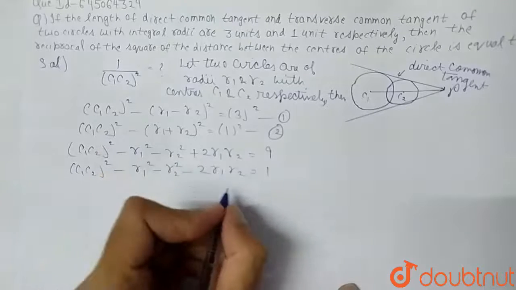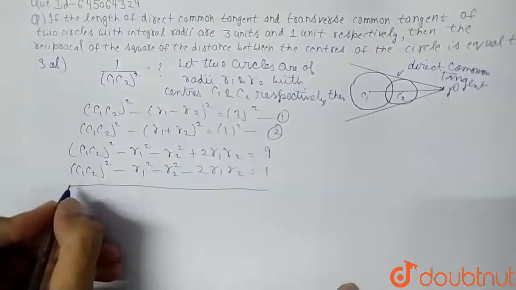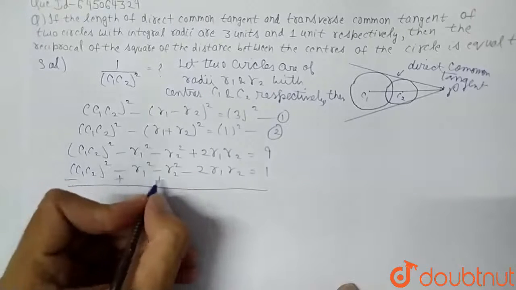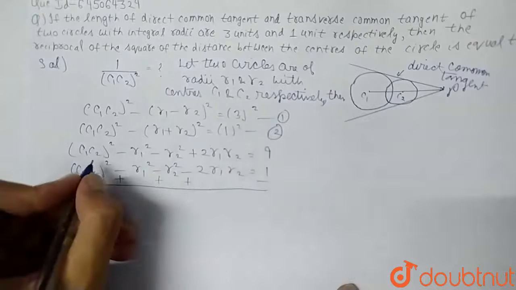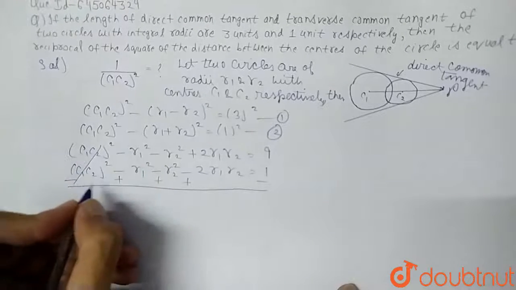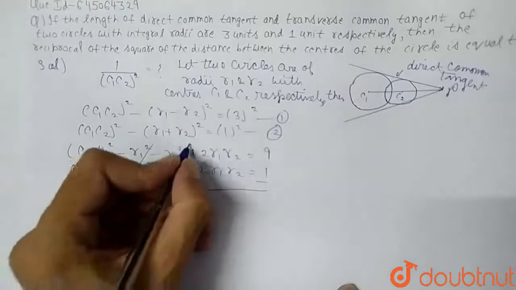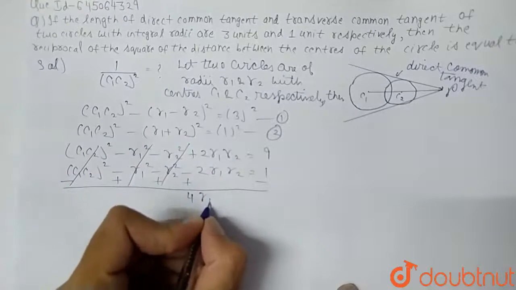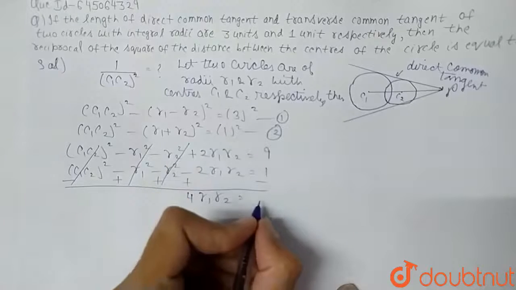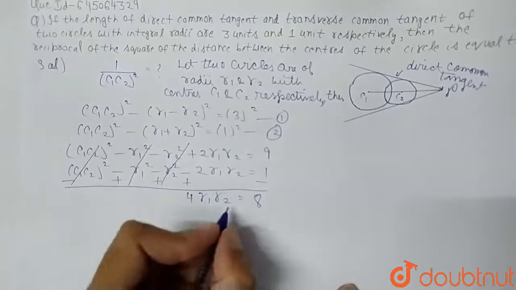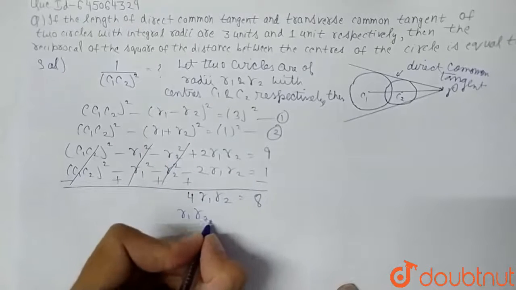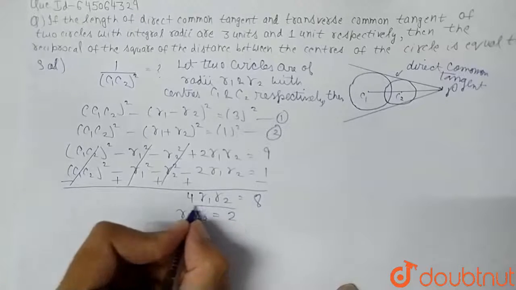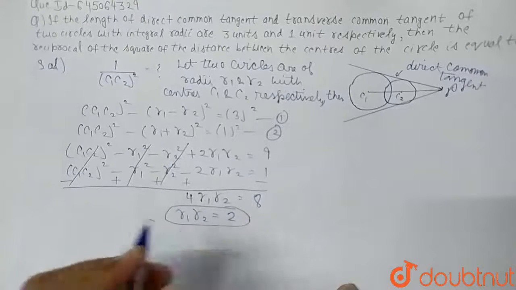Now we subtract these two equations. Here C1C2 square cancels out, R1 square cancels out, and R2 square also cancels out, and 2 plus 2 is 4R1R2, which is equal to 9 minus 1, that is 8. So from here, R1 into R2 is equal to 8 by 4, which is 2. So the value of R1 into R2 is 2.